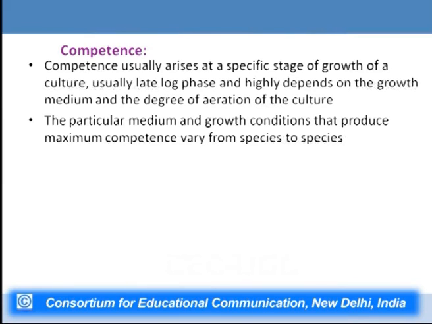If we provide a specific set of conditions to all the bacterial species, it does not mean that all the bacterial species will develop competence. For each species, there has to be a specific set of environmental, growth and culture conditions which will induce competency in that particular species. That particular set of conditions will not work for another species. For another species, another set of conditions will have to be given to induce it into competency.